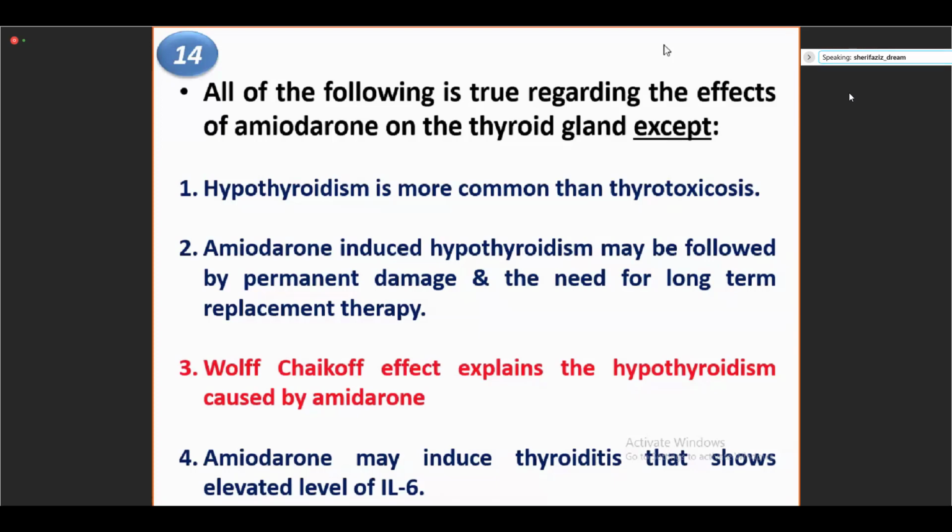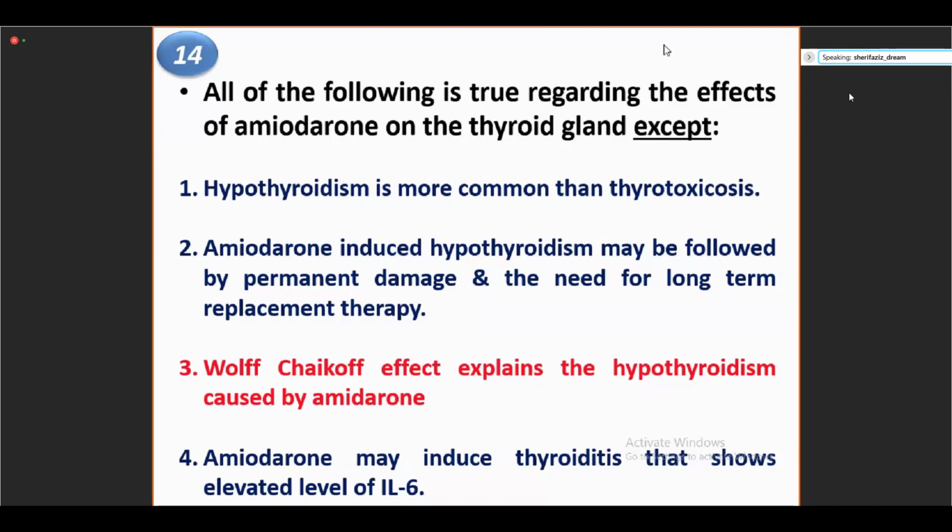Amiodarone may induce thyroiditis that shows elevated level of interleukin-6. That's right. Type 2 amiodarone-induced thyroiditis, of course, is an inflammatory disease that is characterized by increased levels of interleukins and cytokines, and it is the most severe type of amiodarone-induced thyrotoxicosis. Just at the start, it shows a transient stage of thyrotoxicosis followed by permanent damage due to the thyroiditis. So the answer here is number 3, Wolff-Chaikoff effect.